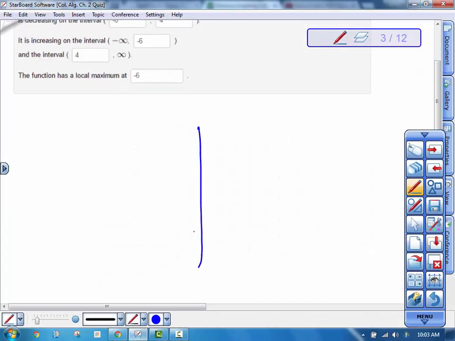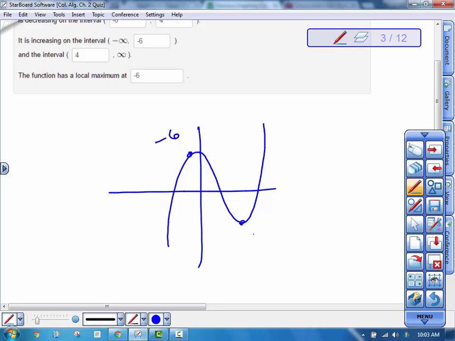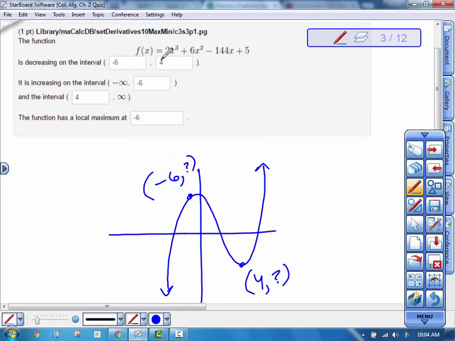You can maybe draw a rough sketch of this, because like I said, it really helps to have a picture. But it's a cubic. The maximum's at negative 6, and the minimum's at 4. I didn't draw this very well, but you get the idea. There's the x value. I don't know what the y value is at those points, but I don't think I need it. Because this question just asks us, it's decreasing on the interval from, well, that'd be from -6 to 4.